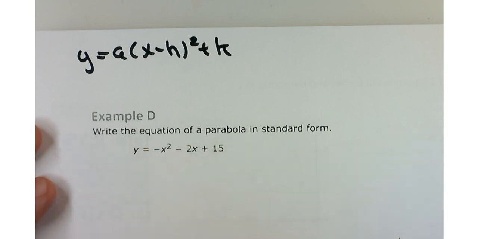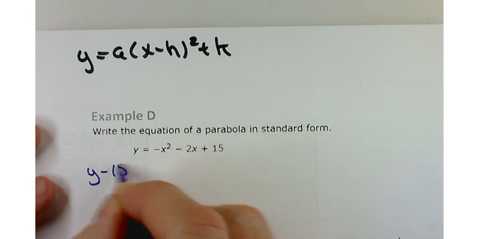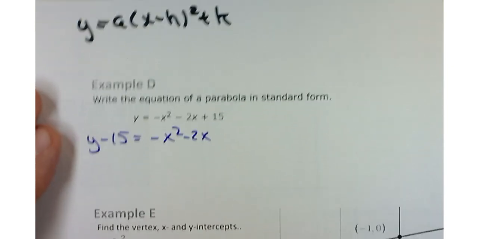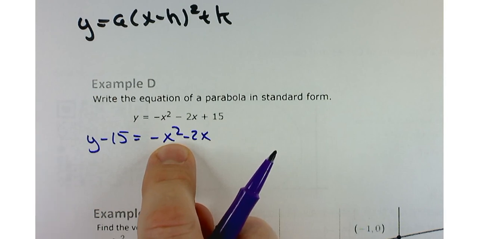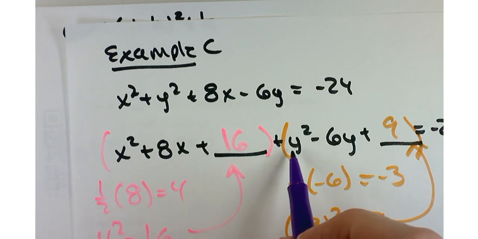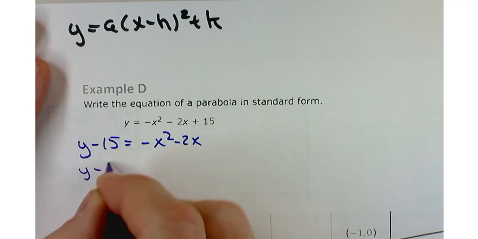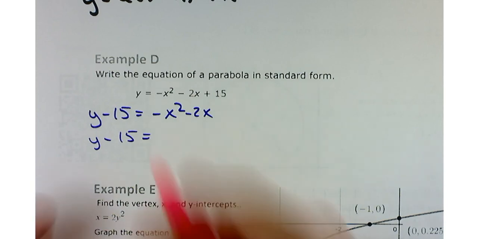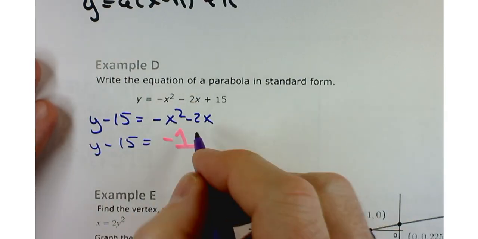So here's what I'll do with this one. I'm going to move the 15 to the other side. So I'll have y minus 15 equals negative x squared minus 2x. To complete the square on something, the coefficient of your squared term has to be 1. Notice that it was 1 here. What I can do is factor out just the -1. Be careful not to factor out the GCF. I'm going to factor out a -1 from both of these.